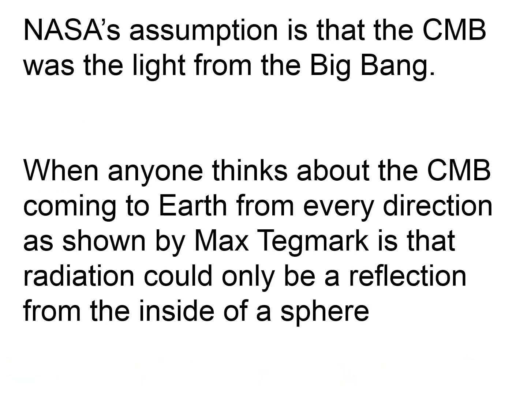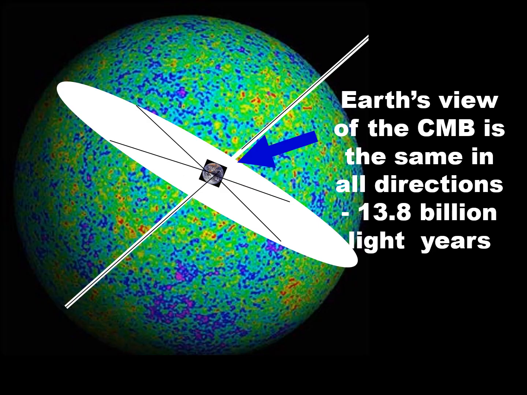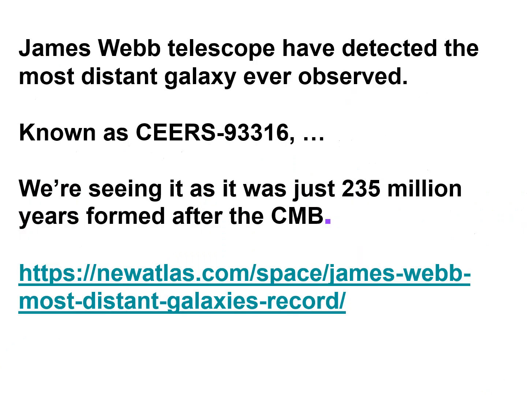When anybody thinks about the CMB coming to Earth from every direction, as shown by Dr. Max Tegmark, that radiation could only be a reflection from the inside of a sphere, not from a singleton source. Let's look at the CMB again, coming to very slow Earth from 13.8 billion light years in every direction, uniformly in every direction, not coming from a single source.